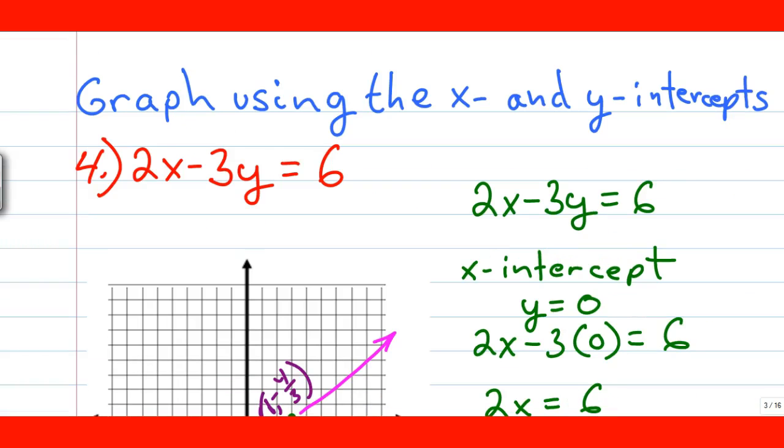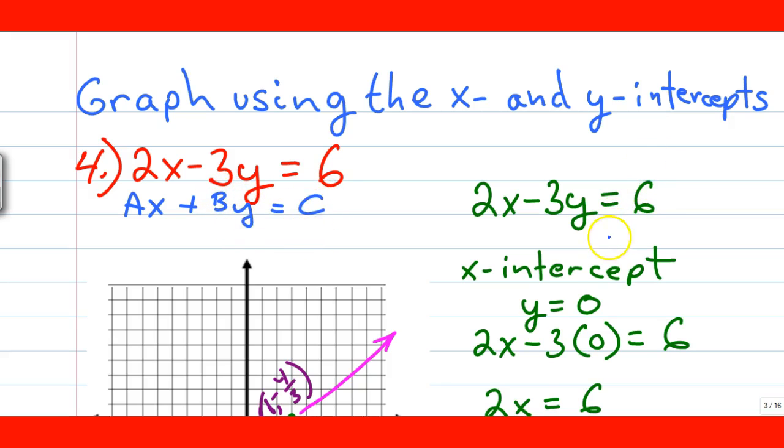Question number 4 has very specific instructions. It says graph using the x and the y intercepts. I'm given in number 4 the equation of the line 2x minus 3y equals 6. This is in standard form. Standard form is when we have ax plus by equals c.